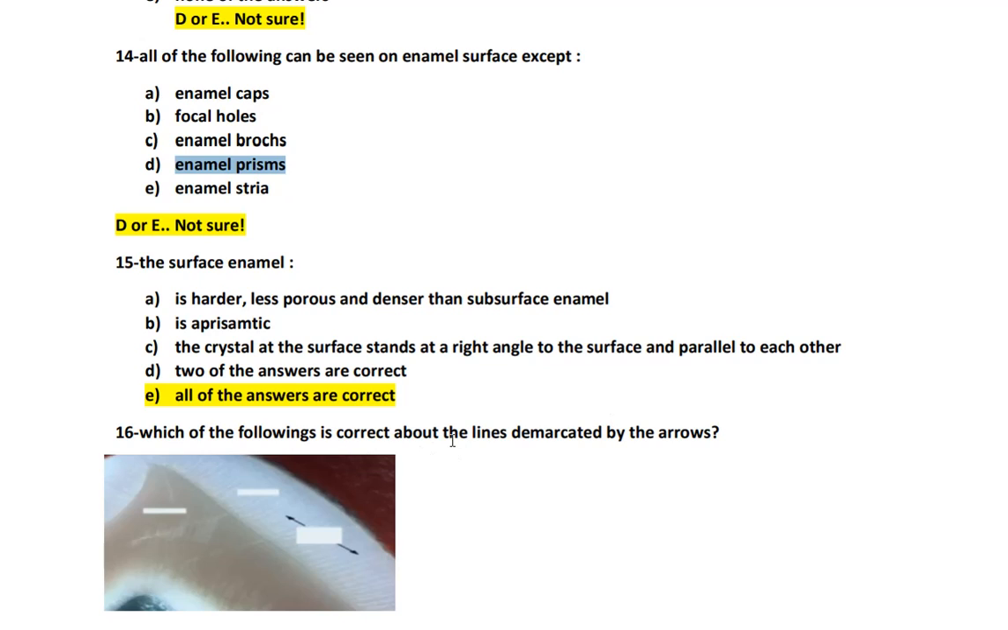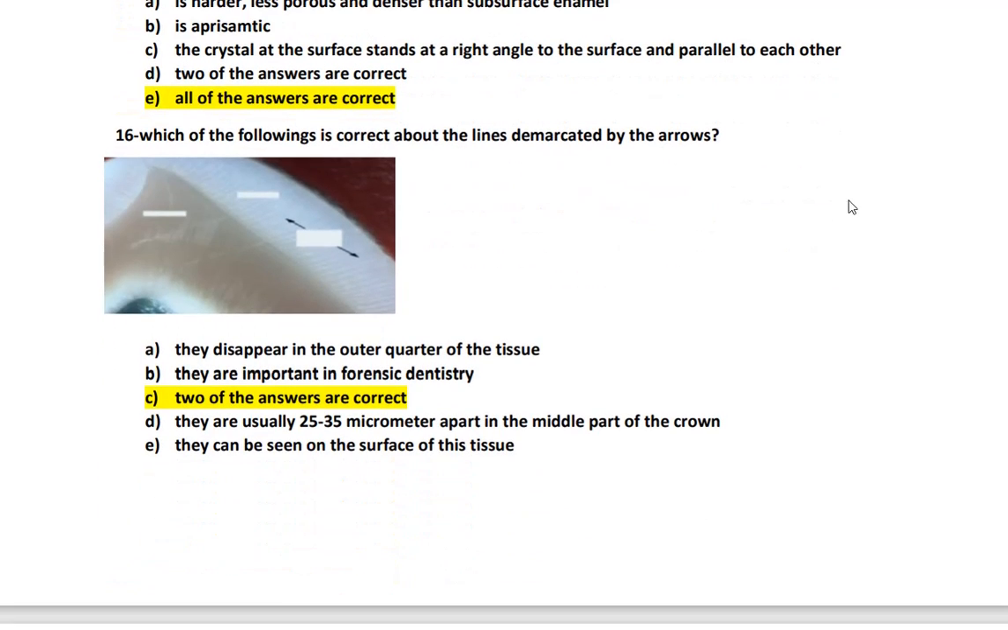Which of the following is correct about lines demarcated by the arrows? Here we see lines running obliquely to the surface of the enamel. Of course this is a ground section, because I can see the enamel and the dentine. They run obliquely to the surface of the enamel and they run along the whole surface of the enamel. These oblique lines are striae of Retzius. They disappear in the outer quarter third of the tissue. No, because these are striae of Retzius.